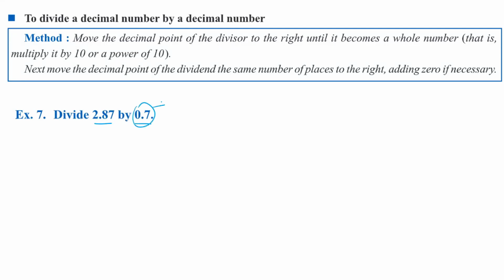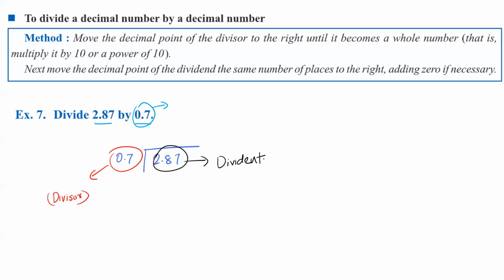This 0.7, what is the name of 0.7? In case of division, what do we call 0.7? If I write the division form, it will be 0.7 and 2.87, right? Now this part in a division is known as the divisor. And here 2.87 is known as the dividend.